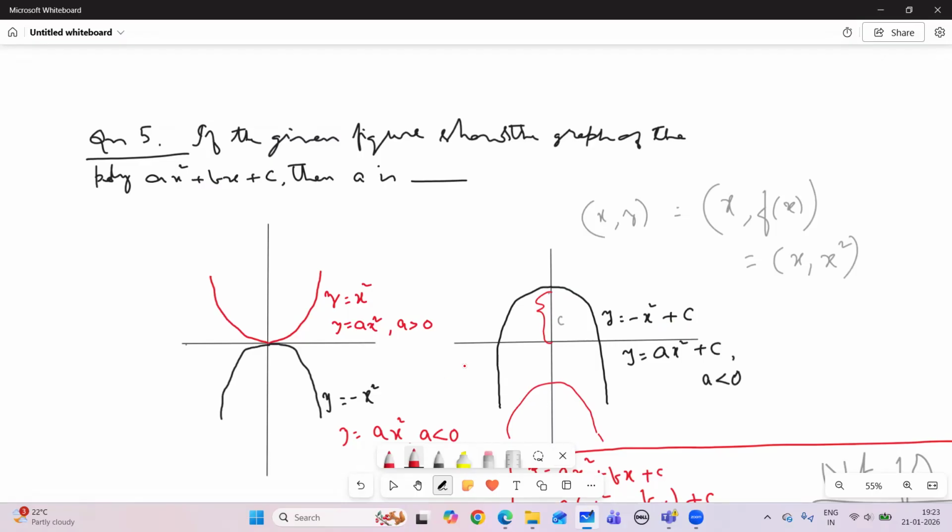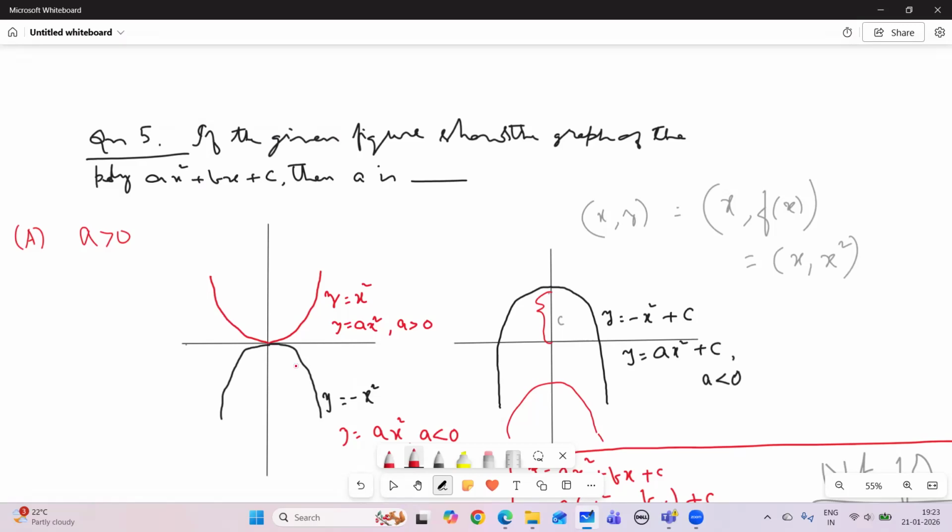Well, the answer for the given question becomes a positive. A positive is the answer. I think it is option 1, or capital A. Let's look at the choices.